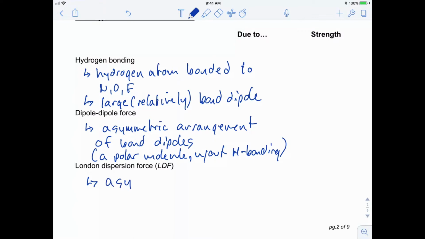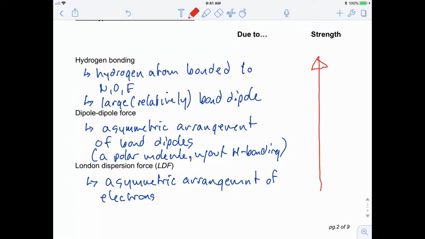Finally, London dispersion forces, or shortened to LDF. This is based on electrons, and so what we have with LDFs is an asymmetrical arrangement of the electrons in the molecule. And what this leads to is short-lived but weak forces due to this arrangement of electrons. In terms of strength of these intermolecular forces, hydrogen bonds are the strongest, London dispersion forces are the weakest.